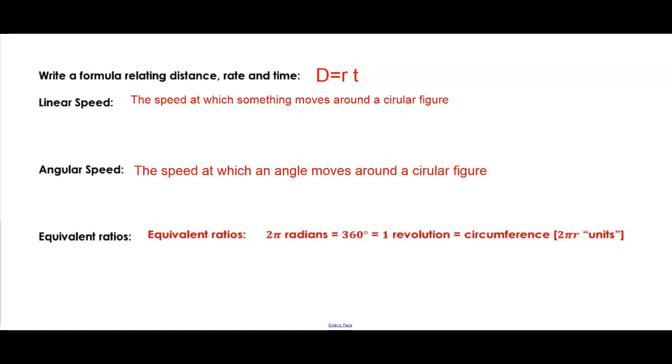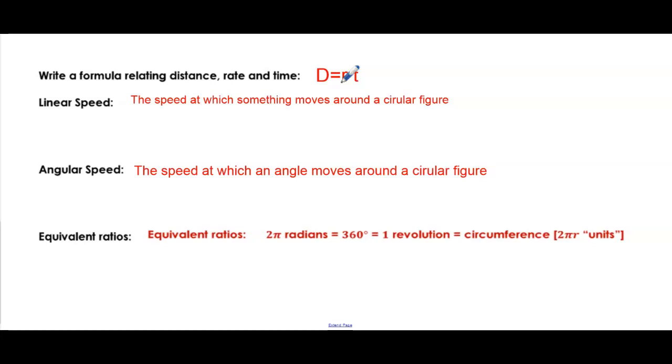So the first thing we'll talk about is something that we are already familiar with, our formula relating distance, rate, and time. So say you're traveling in a car at 25 miles per hour, that's your rate, and you travel for 3 hours, then you can calculate your distance to be that you traveled 75 miles. But what if we needed to find out what that rate was or what our linear speed was?